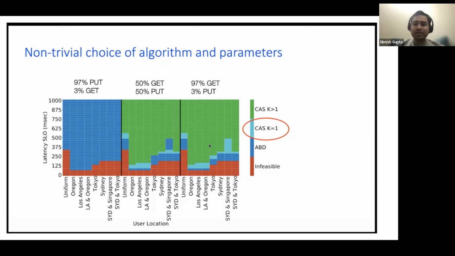And for some parameters, value of k is chosen as 1, which is the same as replication. However, due to structural differences in CAS and ABD protocols, the system comes to the conclusion that CAS replication is cheaper than ABD replication. And as the traffic shifts more towards read, it prefers erasure coding with K greater than 1.